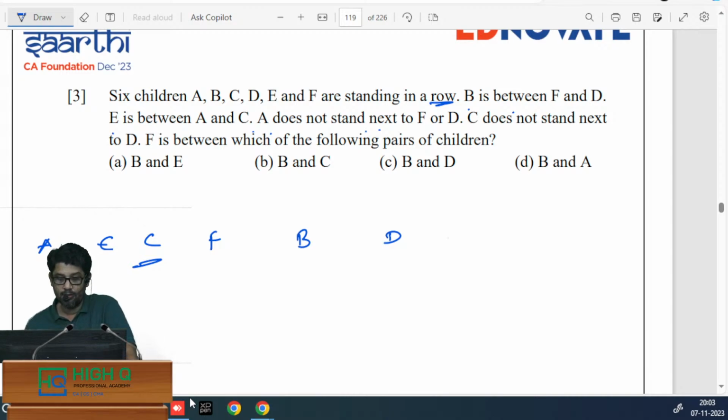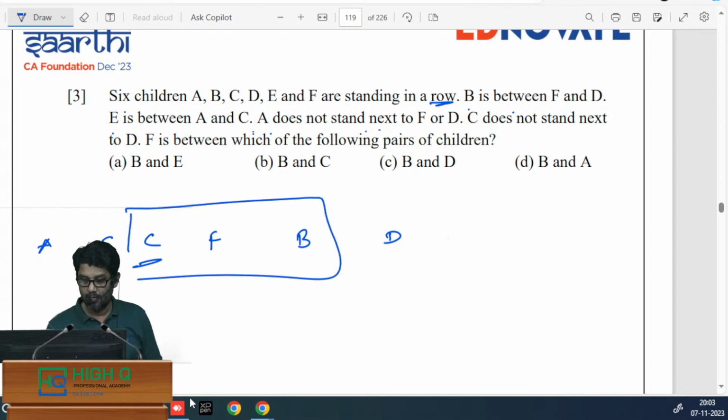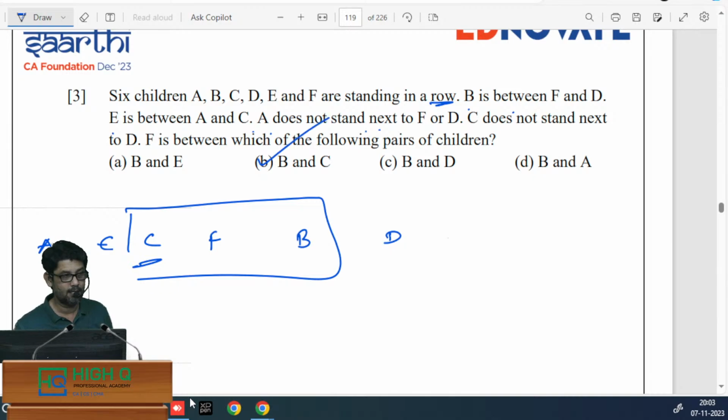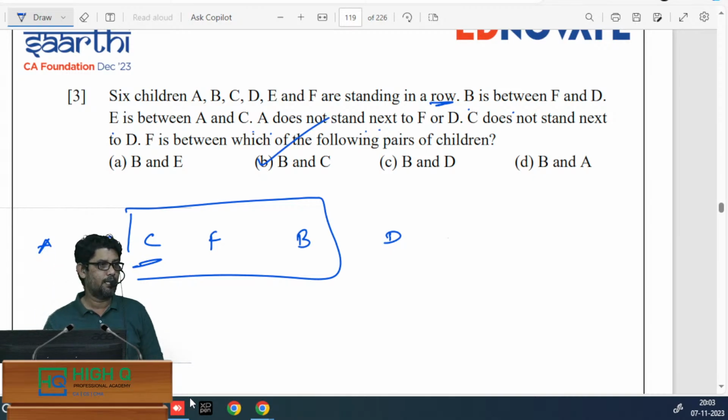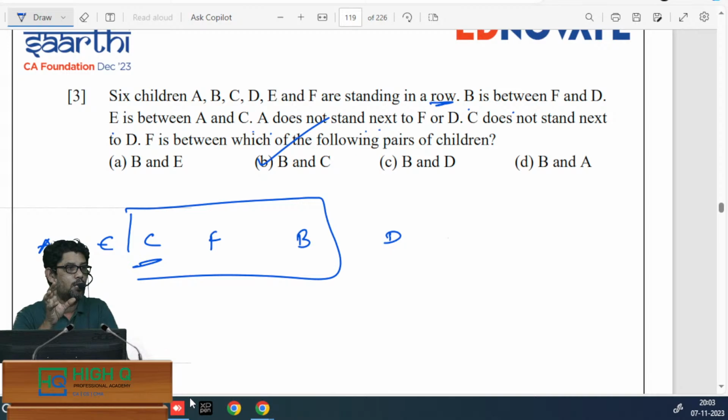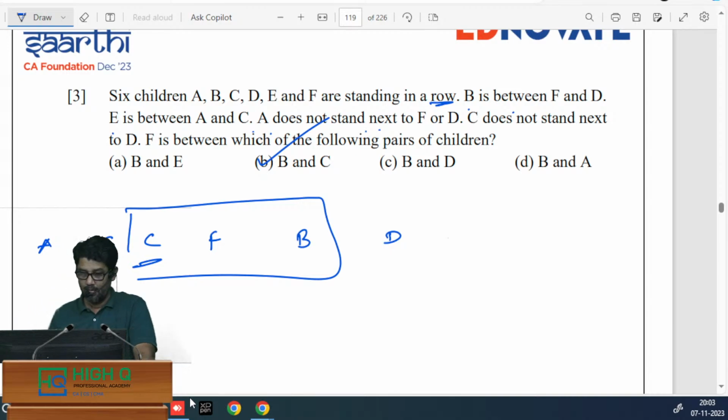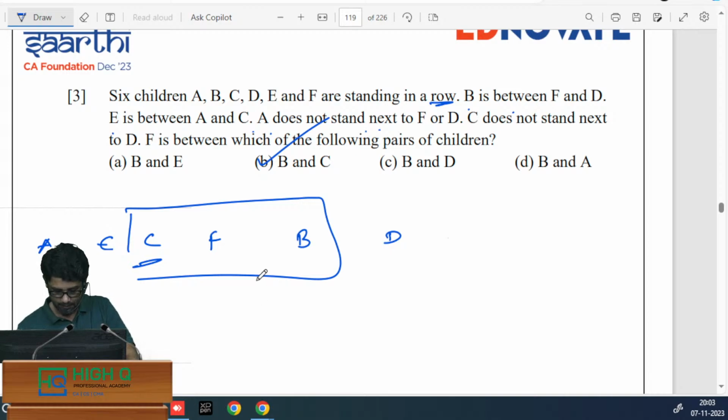F is between which of the following pairs of children, my dear? F is between B and C is the answer. My dear, I know everyone gave me the answer, but in spite of that, I want to show you these many cases are available. Actually there are 4 cases, and after that we keep on eliminating the cases. Finally 2 cases you will get, but in both the cases the answer remains the same. What is the answer, my dear? B and C. F is between B and C. Is it clear, all of you? Fine. Option B.